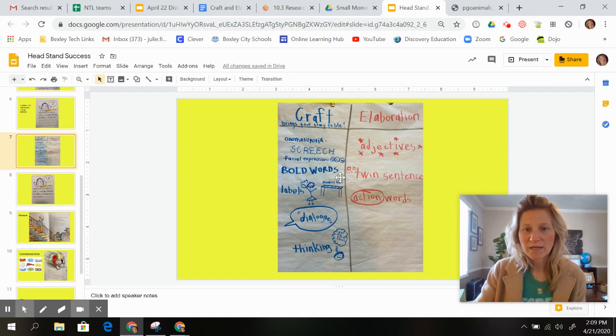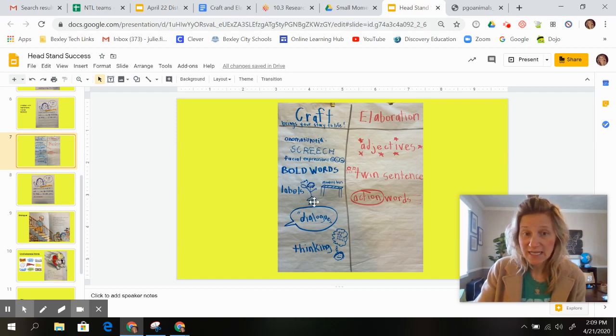Sometimes the writer wants the reader to say a word with more expression in their voice. If you want to emphasize a word or make the reader say it with more expression, you can make it bold by tracing over it with a marker. Labels. You guys are really good at this one.